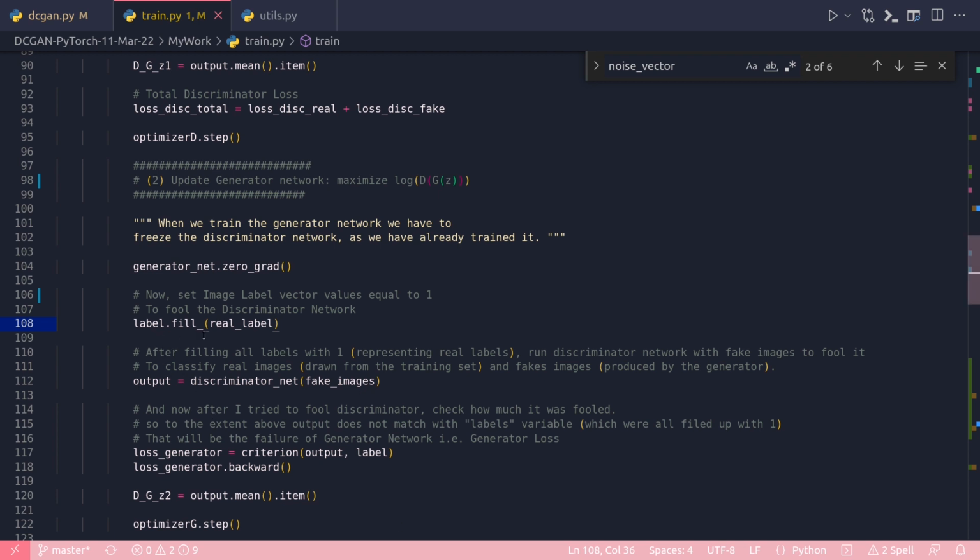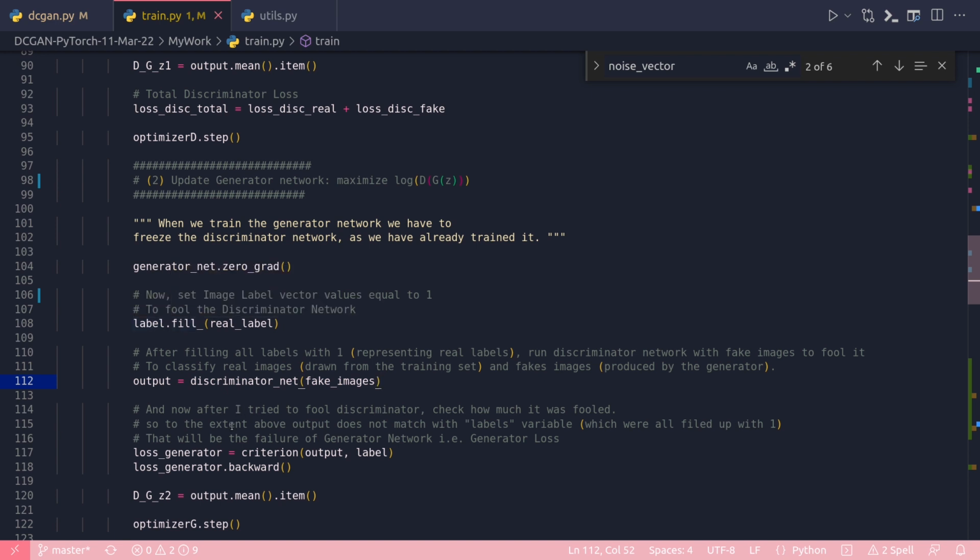And why I'm doing this is because I'm setting image label vector values all equal to 1 to fool the discriminator network. Because in the next line here, I will be classifying the fake images with my discriminator network. So I'll be passing the discriminator network all the fake images, and I want the discriminator network to think that they are real images. That is, I'm trying to fool them. And we'll see how much this effort of trying to fool the discriminator actually works. So basically what's happening in this line is important to understand: to the discriminator net I am passing fake images, but all the labels of these fake images have been defined to be 1.